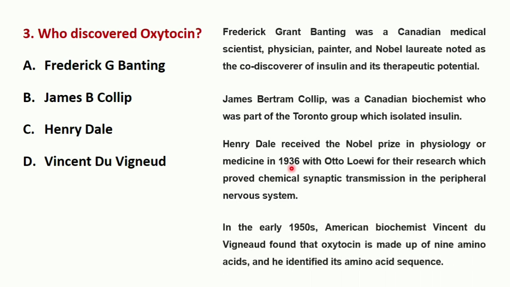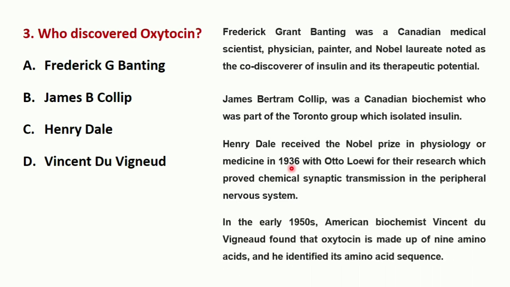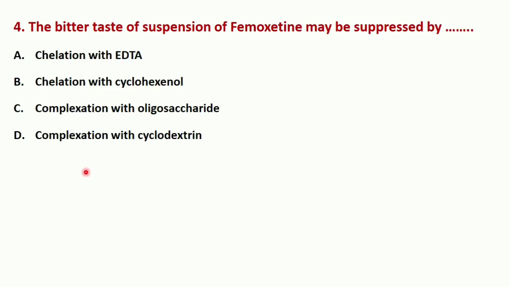And the next option is Vincent du Vigneaud. In the early 1950s, this American biochemist found that oxytocin is made from 9 amino acids and identified its amino acid sequence. So oxytocin has 9 amino acids, and the sequence was identified by the scientist Vincent du Vigneaud. So the answer is Vincent du Vigneaud.